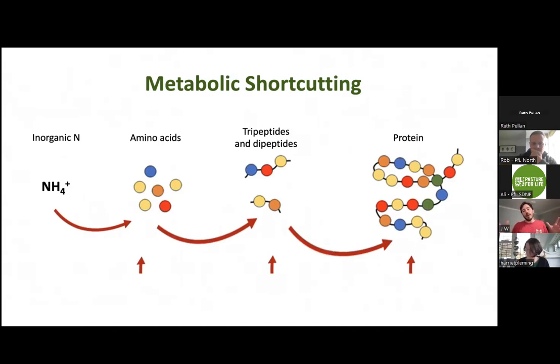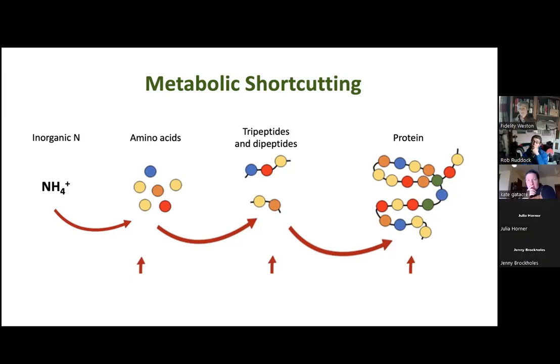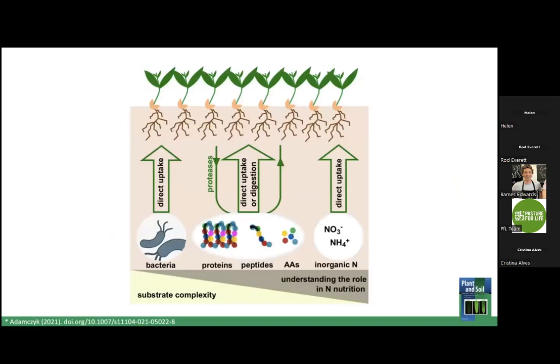But actually, if we widen that lens, we realize, well, plants can and do take up these organic forms like amino acids, like small chains of amino acids called peptides, or larger chains of amino acids called proteins. The plant can take up all of these larger, more complex organic forms. And because they are already organic, they are shortcutting that metabolic pathway and saving the plant's energy. And that's the essence. What if we just give these plants these organic forms? Then they can actually save energy and produce more biomass with those.